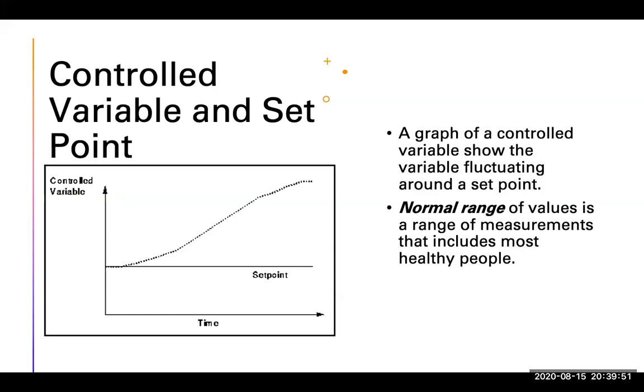Controlled variable and set point. The controlled variable is the variable that we are detecting, whether that's body temperature, glucose levels, or heart rate. This is a graph of a controlled variable, showing the variable fluctuating around a set point. A normal range of values is a range of measurements that includes most healthy people. Not everyone has the same heart rate or blood glucose level or exact same body temperature at all times. The controlled variable should be within that normal range of values. And again, the set point is usually the average of the normal range of values in one healthy individual.